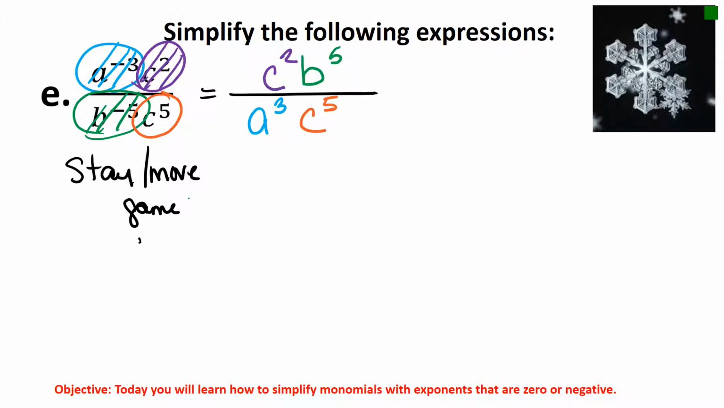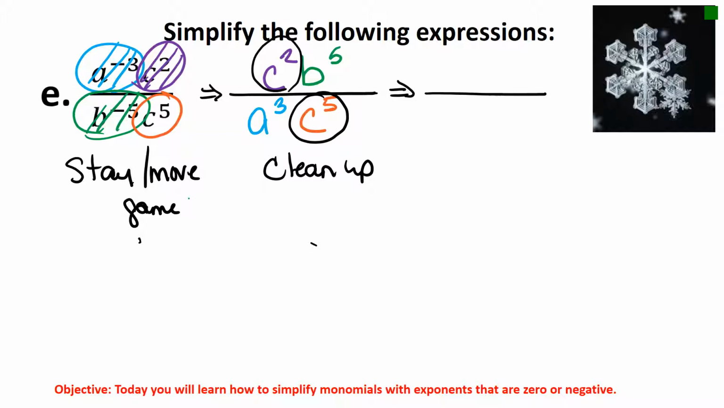The next game we're going to play is called Clean Up. Okay, so we're going to look at the C's. I've got C's on top and on the bottom. Where are there more C's? There are more C's on the bottom, so that's where they're going to stay. And how many more are there? 5. Take away those 2 that we're going to cancel out, and we get 3. Now look at the B's. That's the only B, so it stays where it is. Look at the A's. That's the only A, so it stays where it is. We didn't have any other cleaning up to do. So that's my answer.